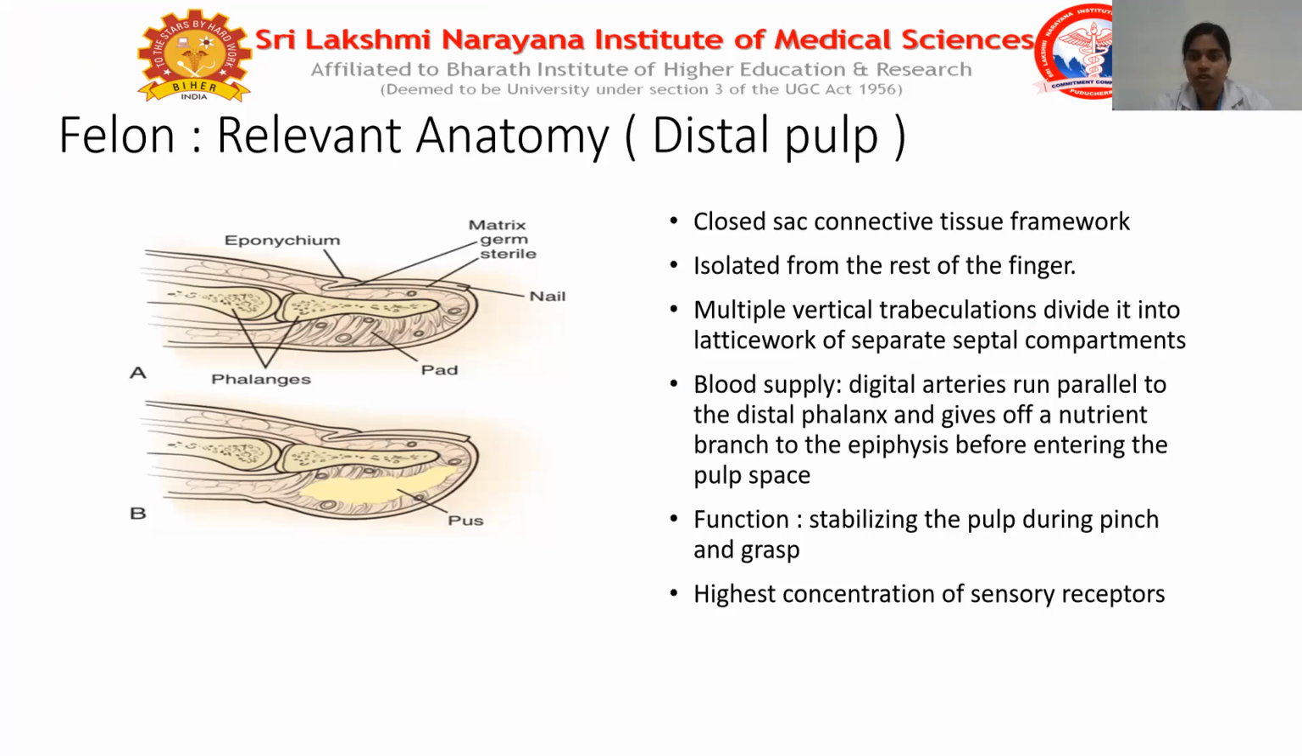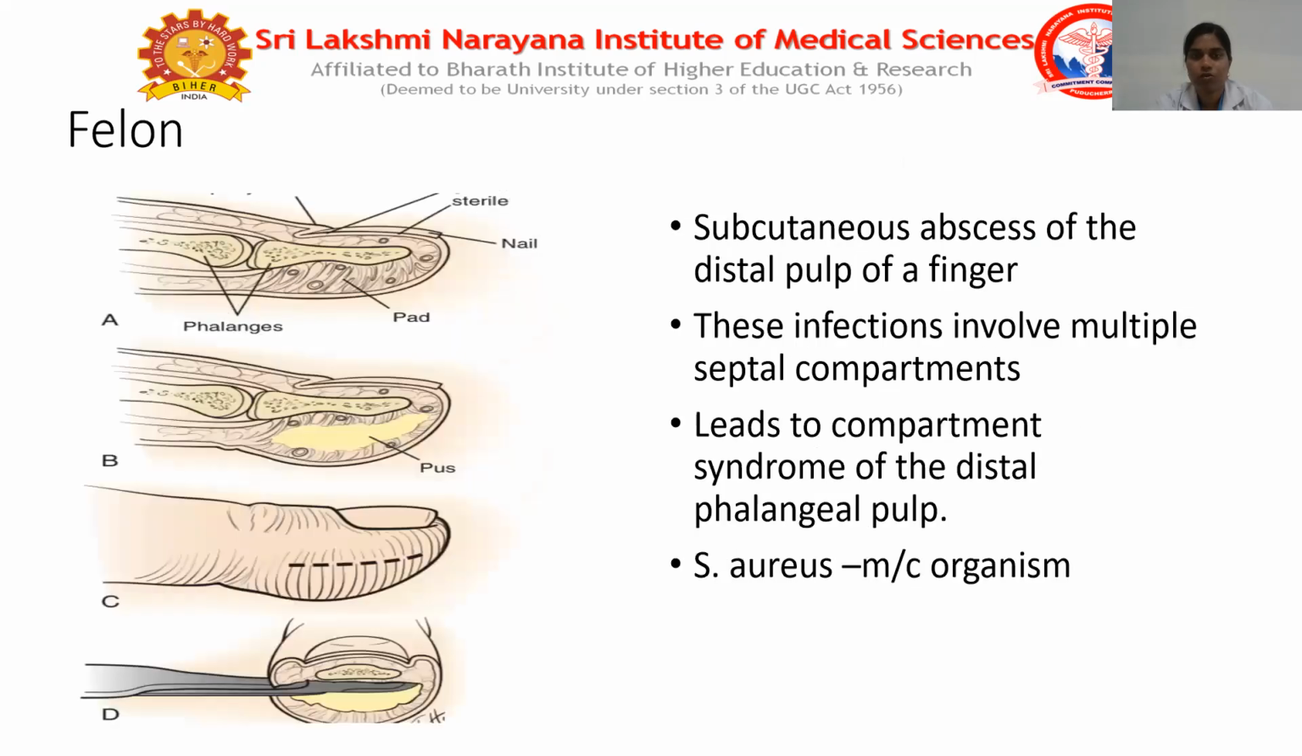The blood supply of the digital arteries runs parallel to the distal phalanx and gives off a nutrient branch to the epiphysis before entering the pulp space. Its functions are stabilizing the pulp during pinch and grasp, and the highest concentration of sensory receptors is present in the distal pulp space. So a subcutaneous abscess of the distal pulp of the finger is called a felon. These infections involve multiple septal compartments and lead to compartment syndrome of the distal phalangeal pulp.